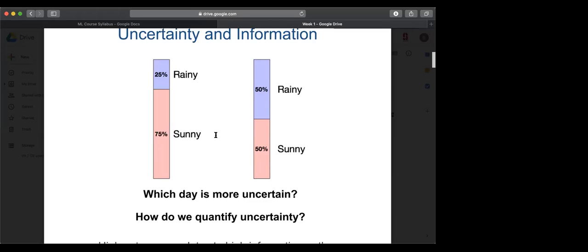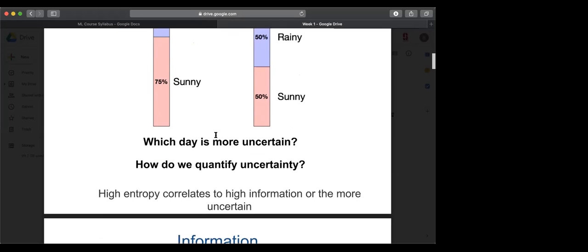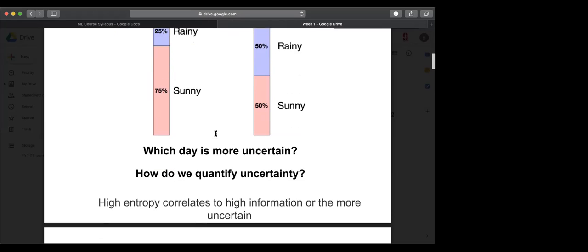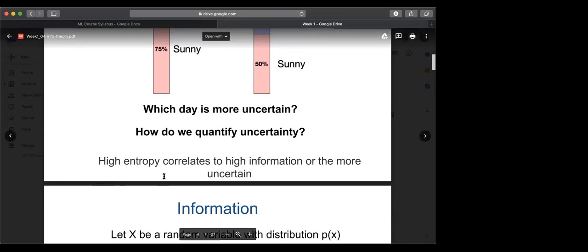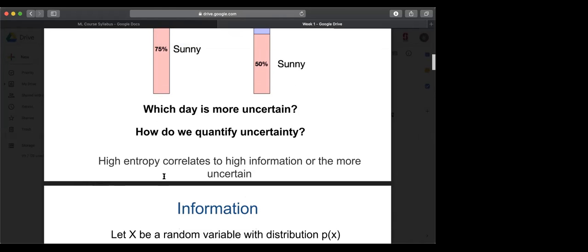So how do we quantify uncertainty? Uncertainty is kind of like entropy. Here it says high entropy is correlating to high information, which I think might actually be incorrect. High entropy should be correlating to low information because, well, okay, you'll see down here.